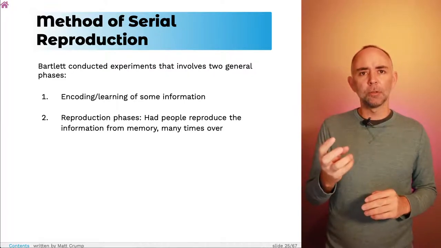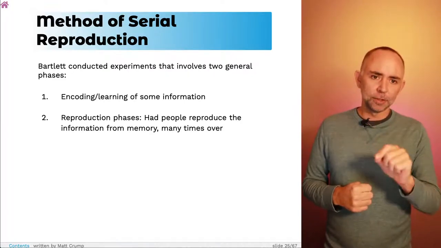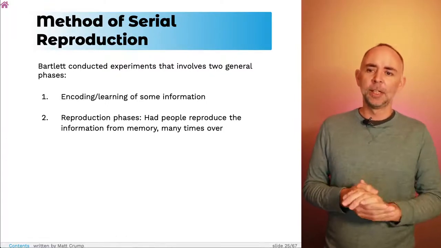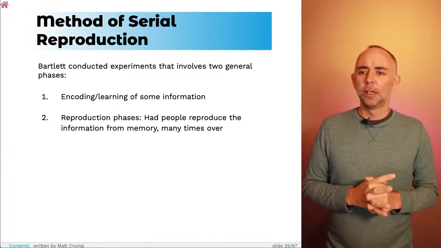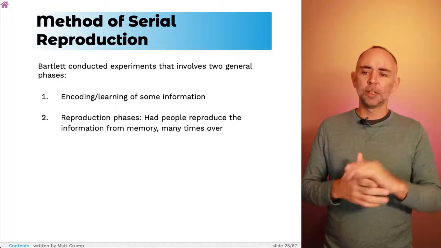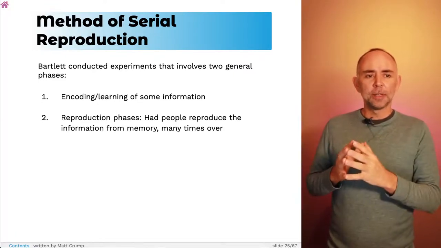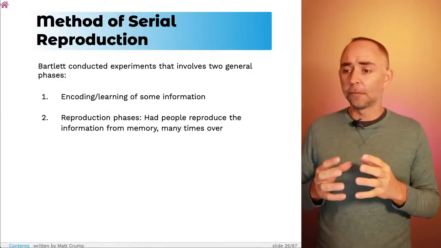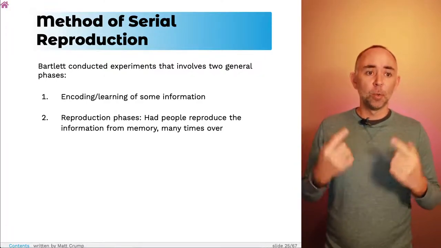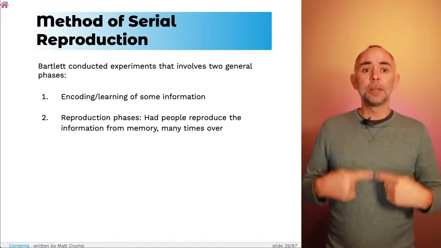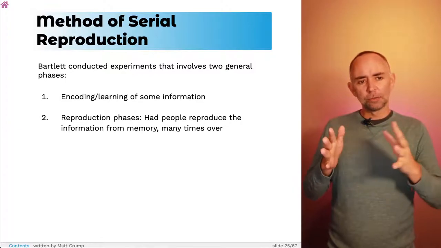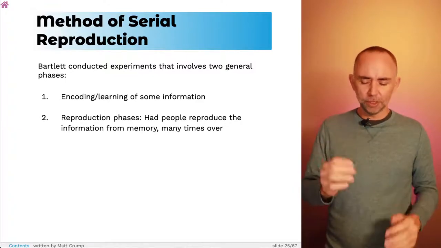Sometimes he'd show people a story, and then he'd have them write down the story, and then write down the story again, and then write down the story again. And if you've ever played the game Telephone, where somebody says something to somebody, and that person says it to somebody else, and so on, as it goes around the room, what ends up as the final message is very different from the first message. And Bartlett found evidence of that within people. So when people repeat the story from memory multiple times, the story starts drifting away from the original.